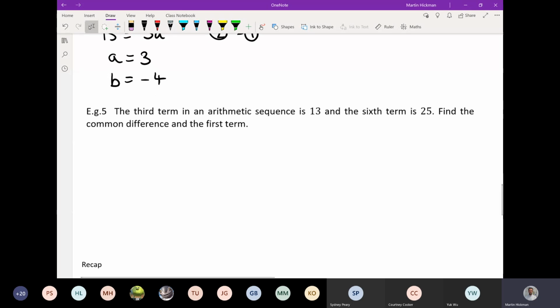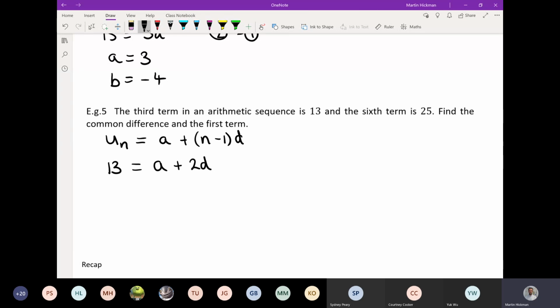And then finally, example 5: the 3rd term in the arithmetic sequence is 13 and the 6th term is 25. Find the common difference and the 1st term. So yet again, we're going to use un equals a plus n minus 1 times d. And the 3rd term is 13, so when n is 3, u3 is going to be 13.